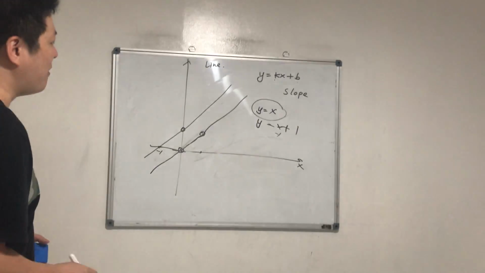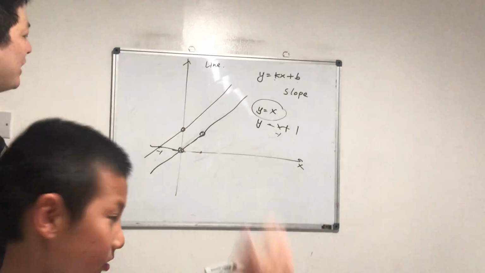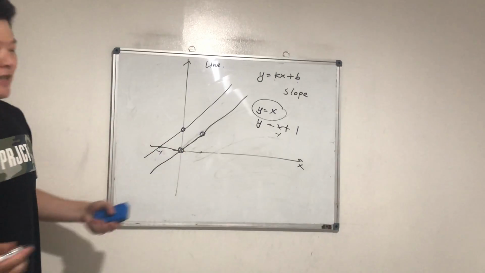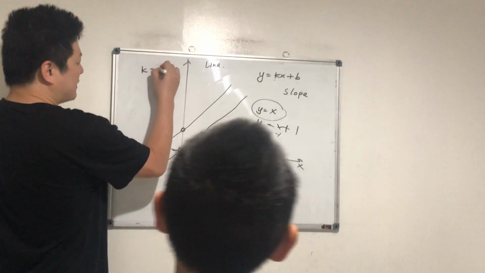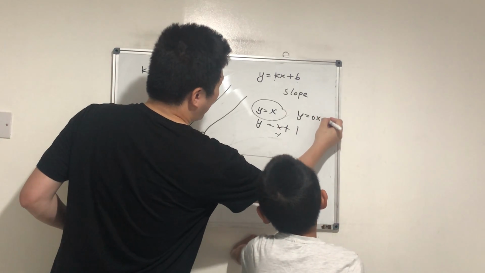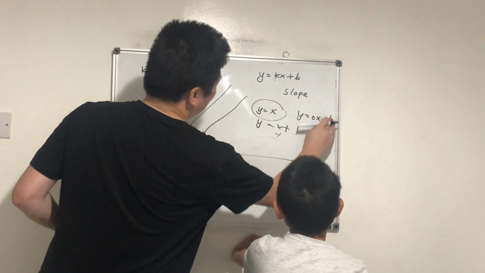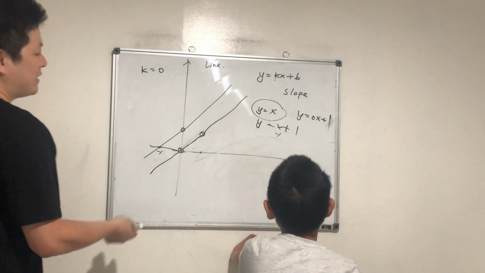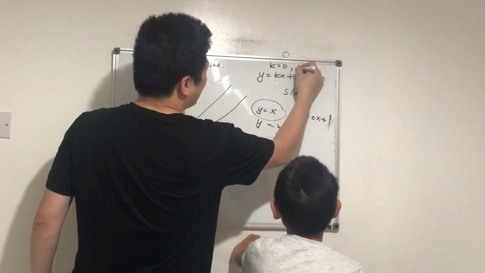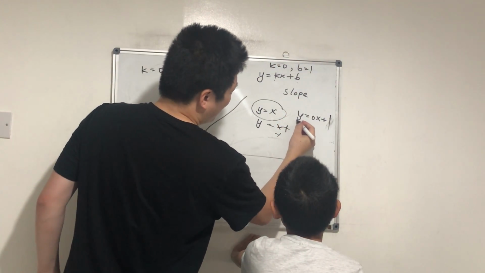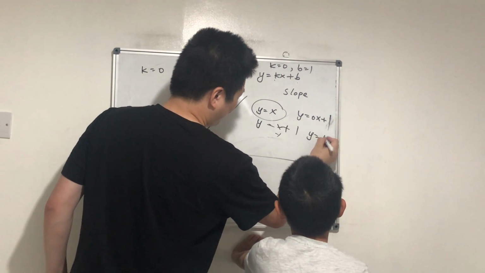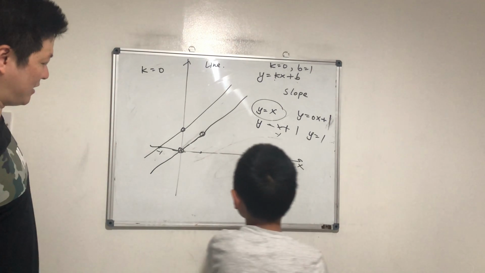Okay, so now if k is 0, if the slope is 0, can you draw any line which has slope equals 0? K equals 0. So it will be like y equals 0 times x plus b. Can you draw, let's say, b equals 1? What's this line going to be? If k equals 0, slope is 0, b equals 1, then the line will be y equals 0 times x plus b. And we know 0 times anything will be 0, so y equals 1. So can you draw to me where y equals 1 is?